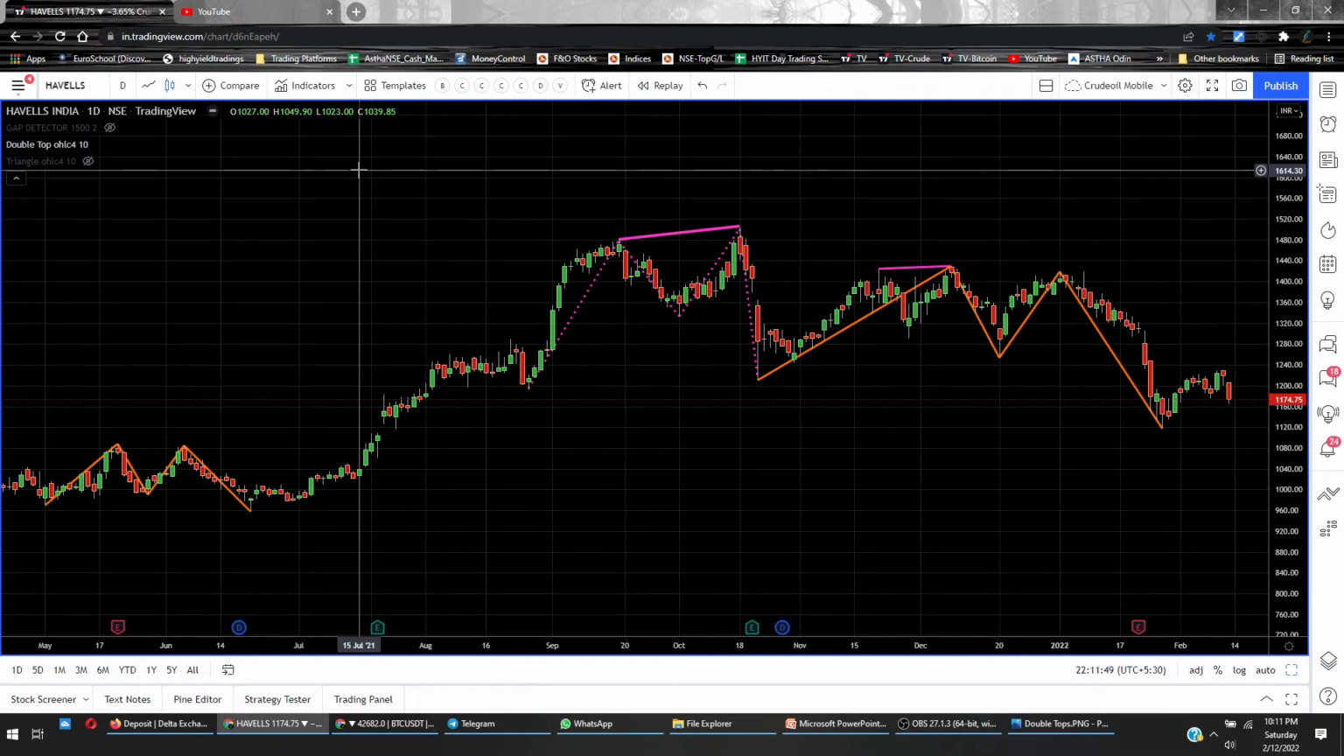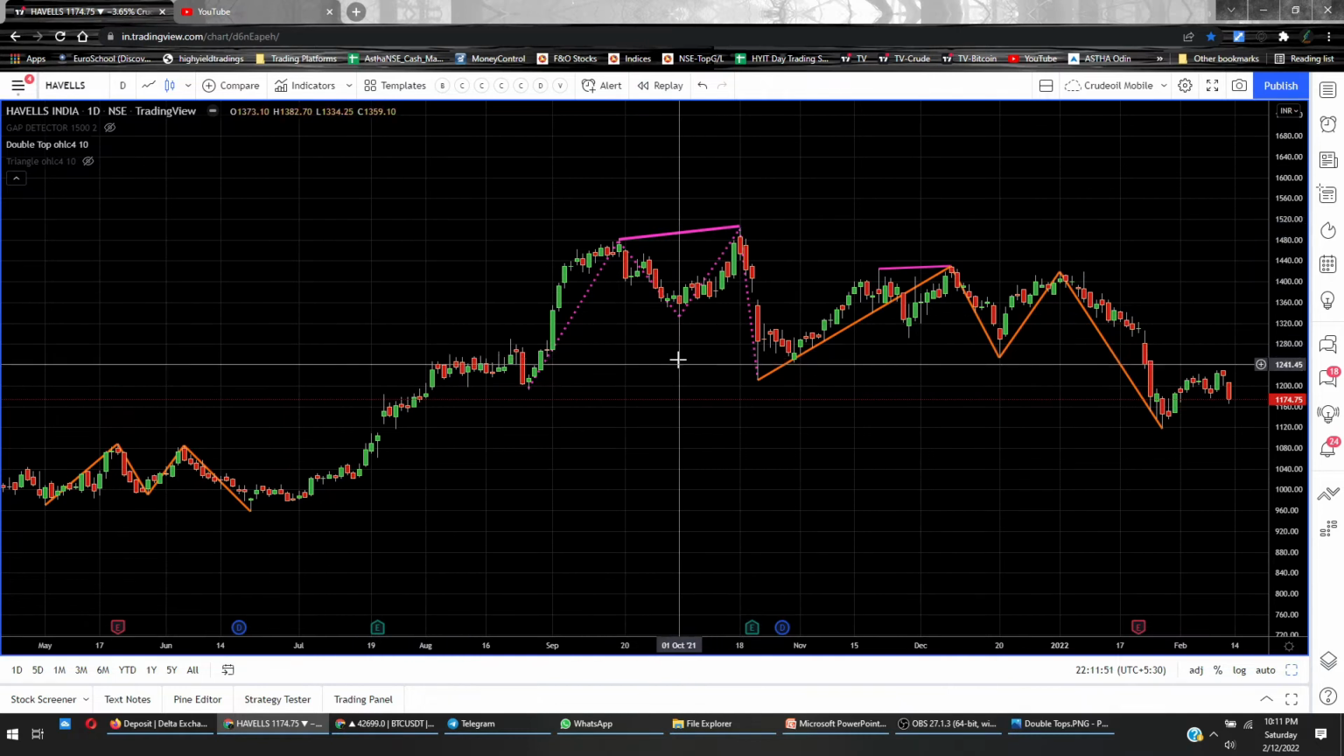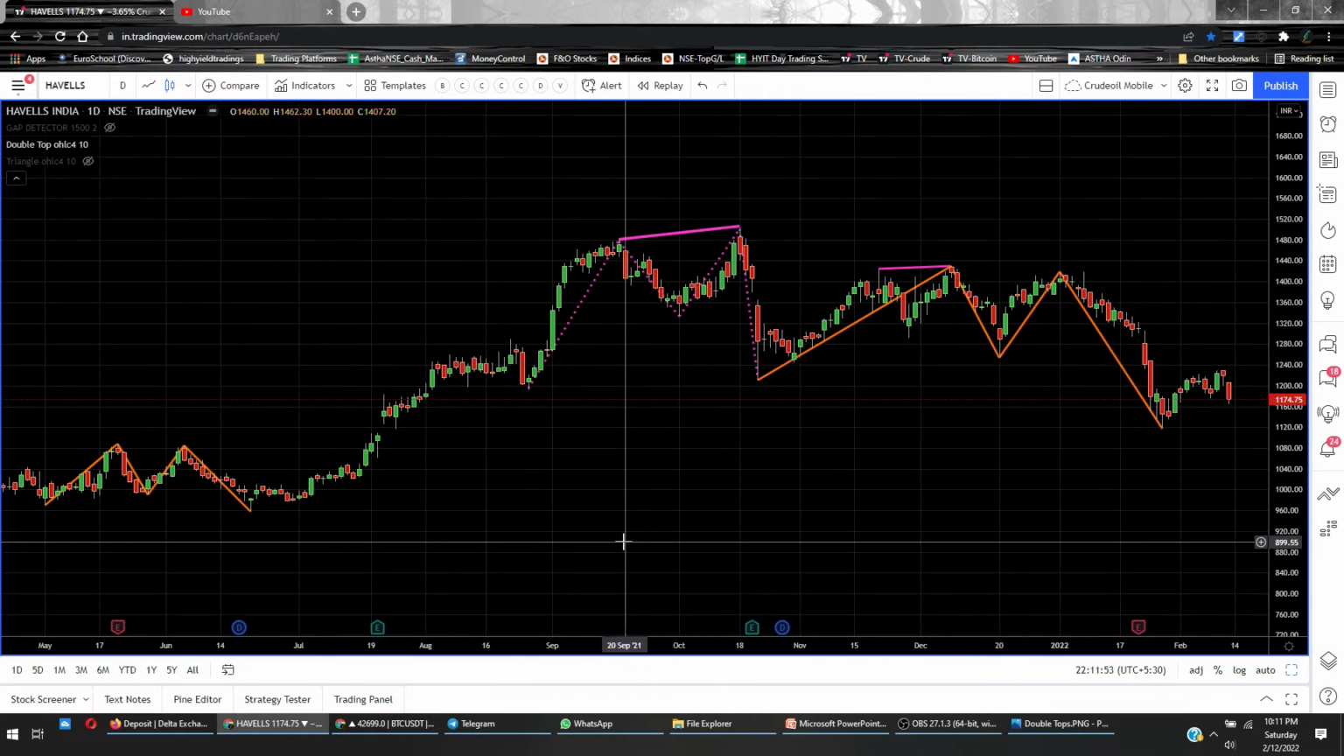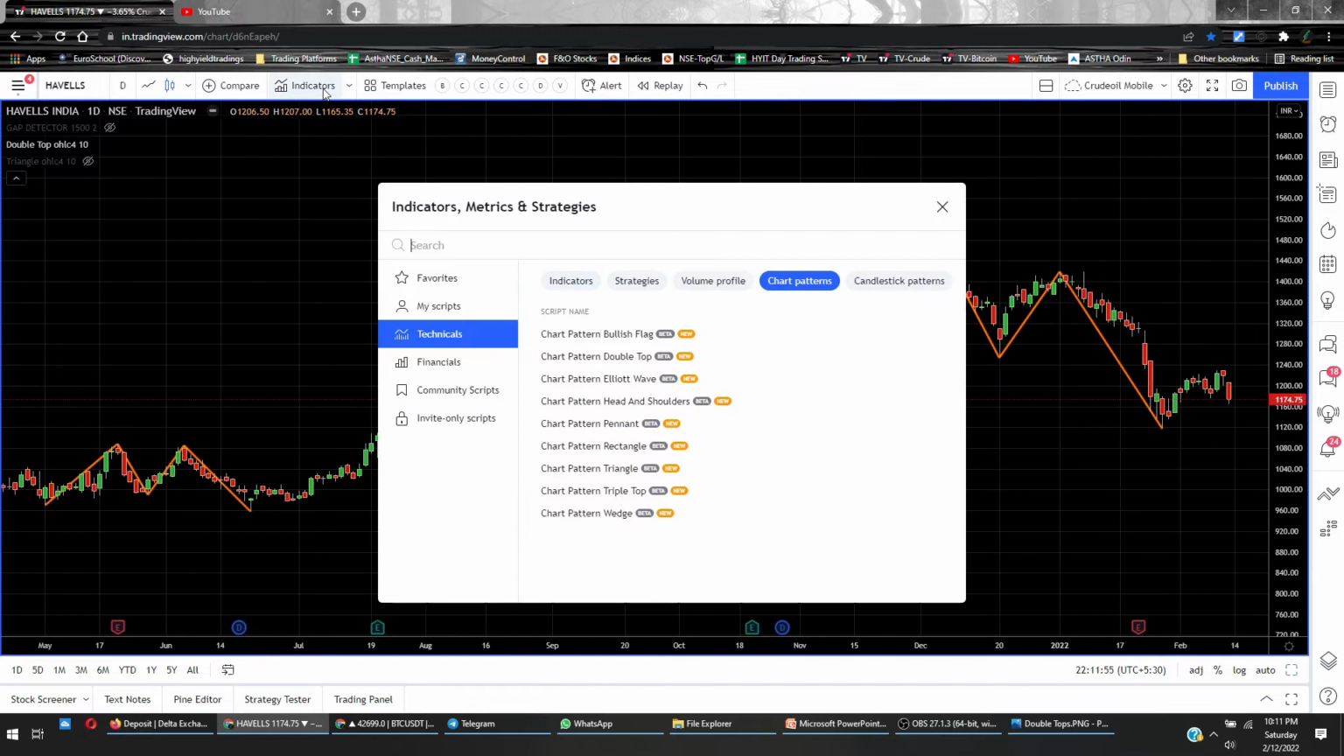Now, how do we do that? Once you get onto the chart and open the candlesticks, go to Indicators, go to Technicals, and here you will have multiple tabs. Click on Chart Patterns and you can see all the different kinds of chart patterns that are mentioned here. Please note that this is in beta, so I'm very sure that as time passes they will keep adding more chart patterns to the list.